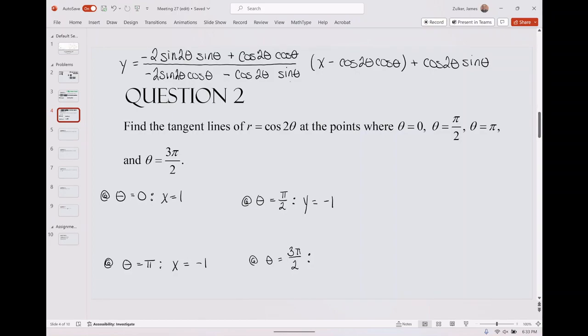Is that term non-zero? Right, so cosine of 3 pi times sine of 3 pi over 2. Is that 0? Nope. This is a horizontal line. What is cosine of 3 pi times sine of 3 pi over 2? 1. It's +1. So there are now 4 tangent lines.